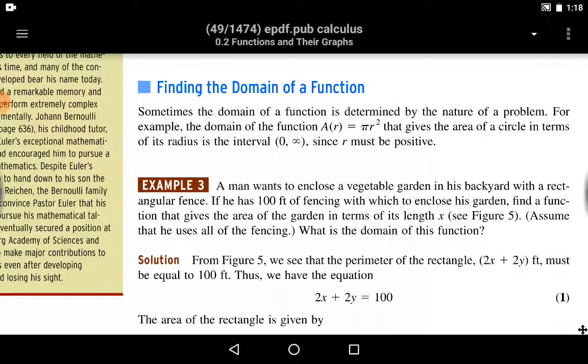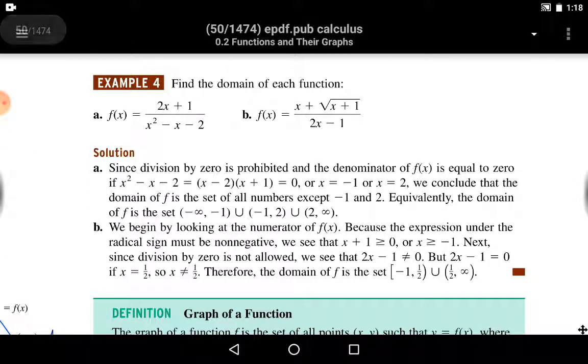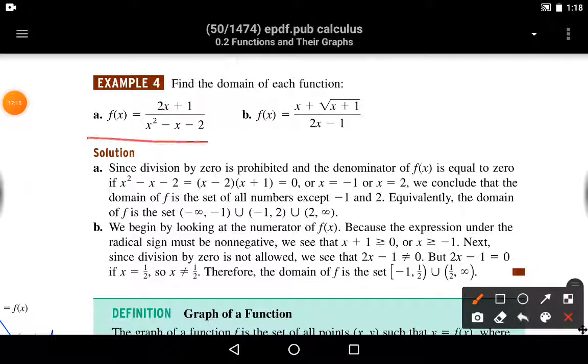Finding the domain of a function. Now we have to find the domain of particular functions. Here there is an example: f(x) equals (2x plus 1) divided by (x square minus x minus 2). What is the problem with this particular function?